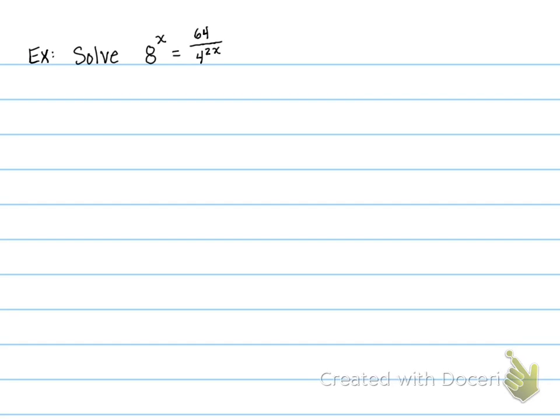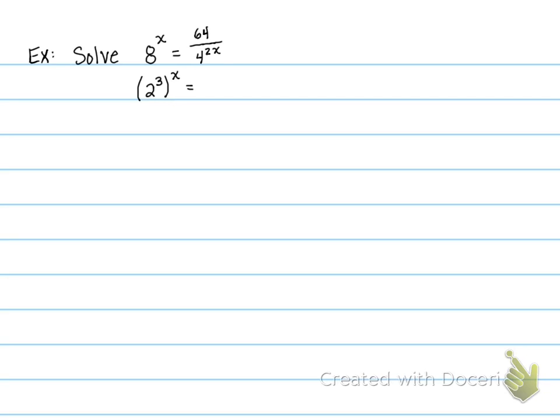And so once you've broken everything down to its smallest pieces, if they don't have the same base, you know that there's no way you can get the same base. So I'm going to write 8 as 2 times 2 times 2, so 2 to the third. So I have 2 to the third raised to the x, and then 64 is 2 to the 6th.